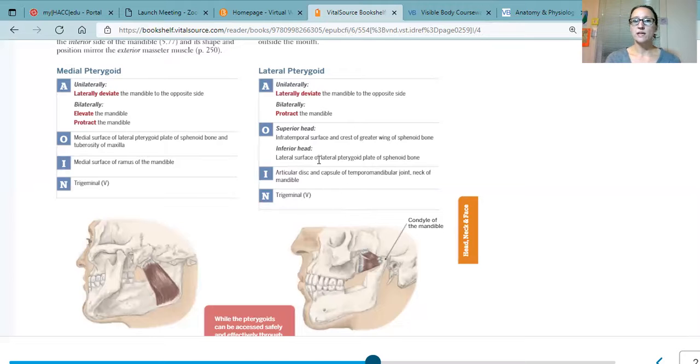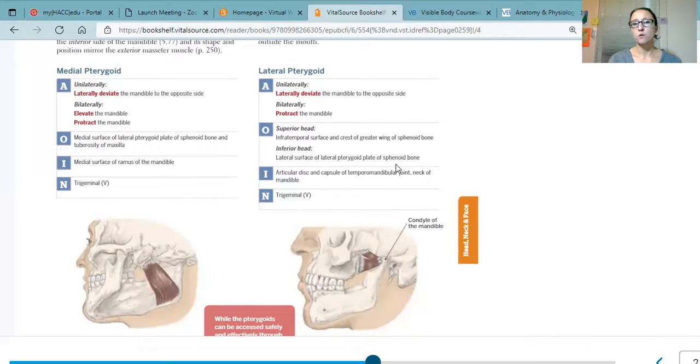This one originates on the greater wing of the sphenoid and the lateral surface of the lateral pterygoid plate. Okay, so kind of in the same place, but just a little more superior. Now, as far as insertion is concerned, we have an insertion on the articular disc and capsule of the temporomandibular joint, as well as the neck of the mandible.